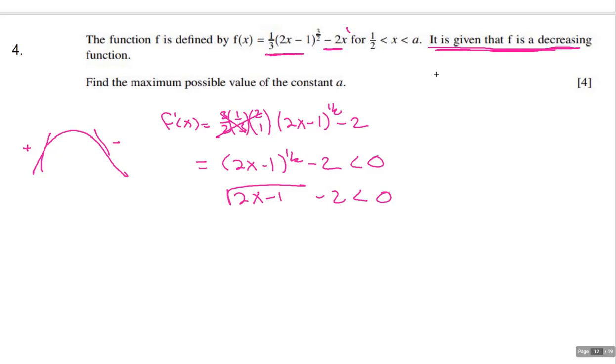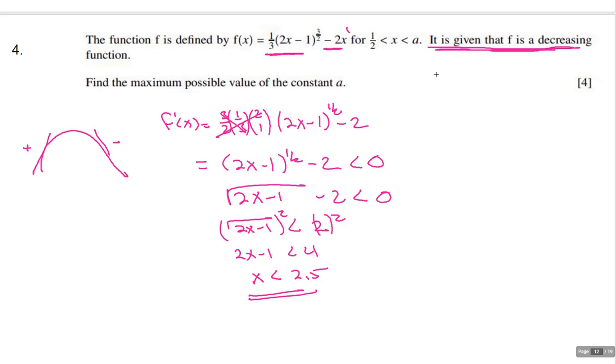All right, so hopefully you did that. In this case, I'm probably going to add 2 to both sides, and then I'm going to square both sides. And so I get 2x minus 1 is less than 4. And then I add 1 and divide by 2. And I find out that x is going to be, well, add 1 is going to be 5, and 5 divided by 2. x is going to be less than 2.5.